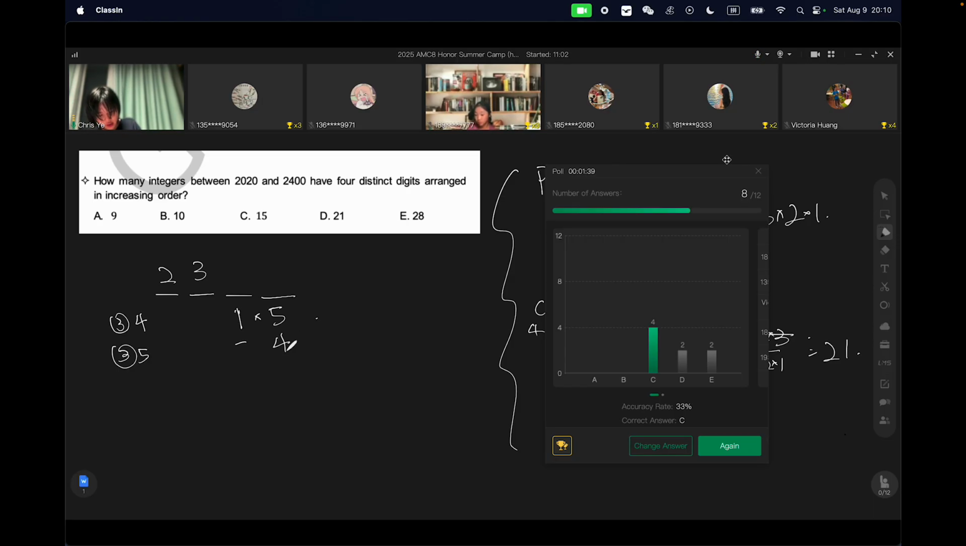So 4. And if we just list on, then we have 6. The third digit can be 6, 7, or 8, and that would mean there are 3 choices, 2 choices, and 1 choice. And it can't be 9, because if it's 9, then there would be no possible digit for the units digit. So therefore we have 5 plus 4 plus 3 plus 2 plus 1 equals 15 integers.